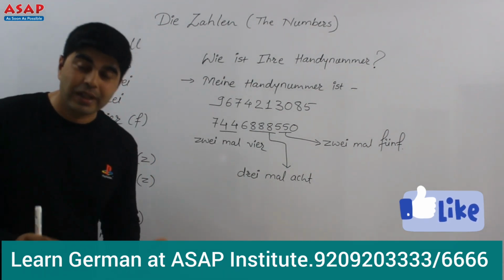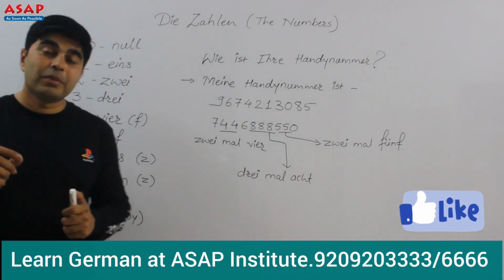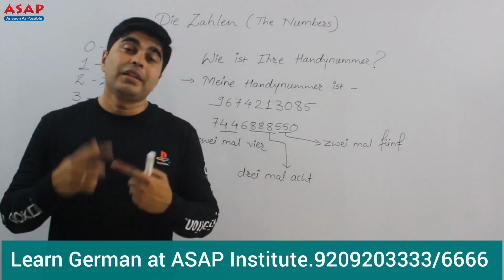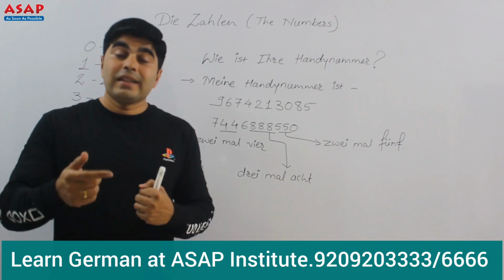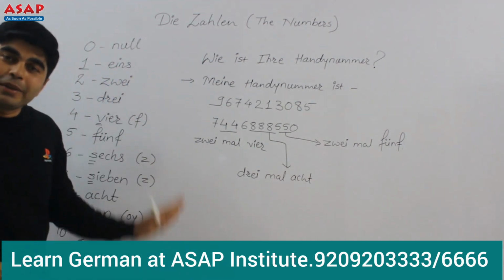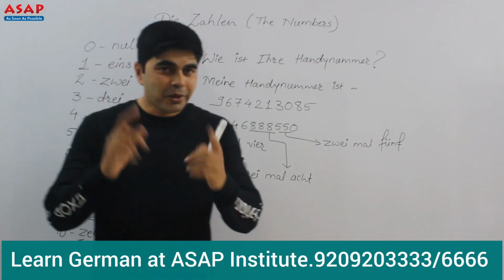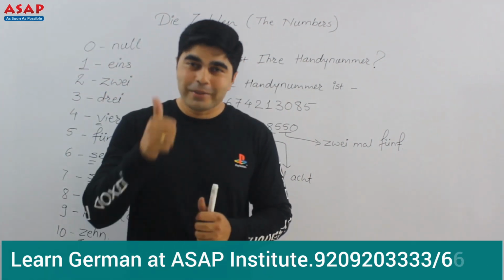Okay, so this is how we use numbers 0 to 10 to tell your mobile number. Just practice the numbers given below, practice some mobile numbers, try telling your mobile number, and after that exercise there will be a next video teaching you numbers from 11 to 20 and onwards. Okay, so go for your exercises then, don't waste time, all the best.